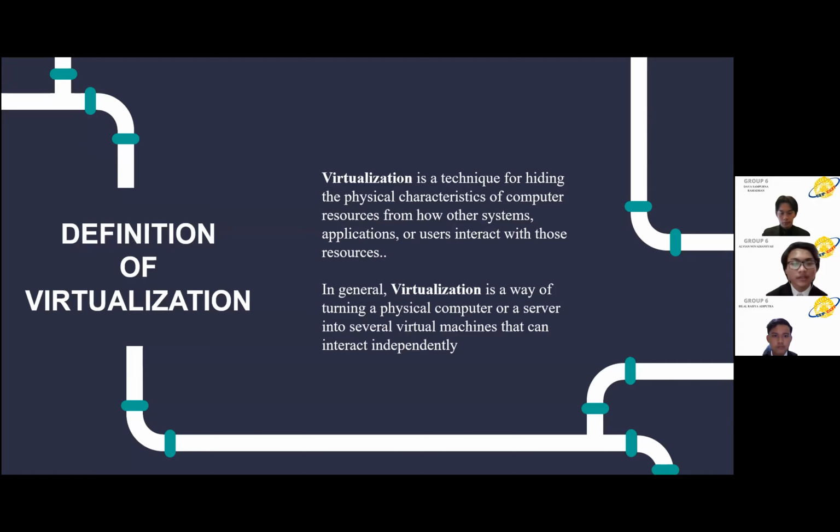First, we have the definition of virtualization. Virtualization is a technique for hiding the physical characteristics of computer resources from how other systems, applications, or users interact with those resources. These resources mean a server, an application, an operating system, physical storage, and other resources. In general, virtualization is a way of turning a physical computer or a server into separate virtual machines that can interact independently.